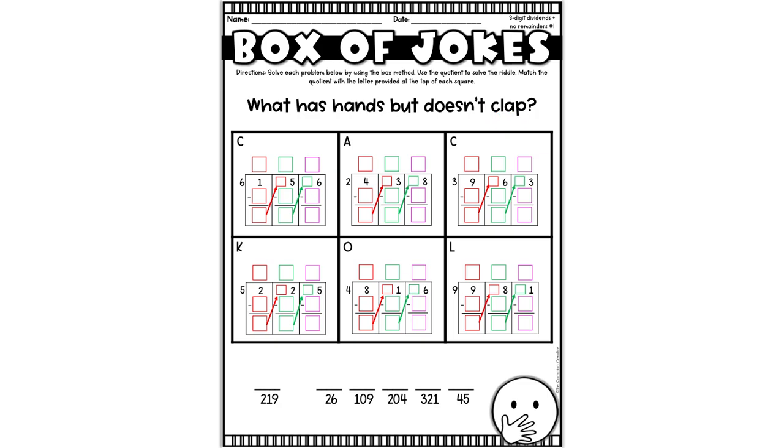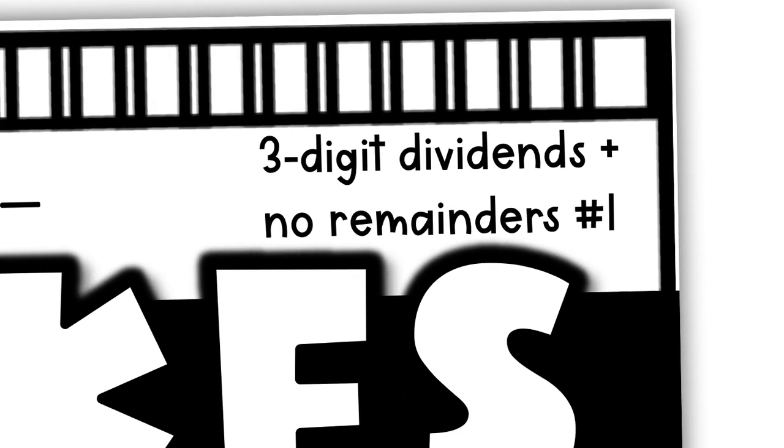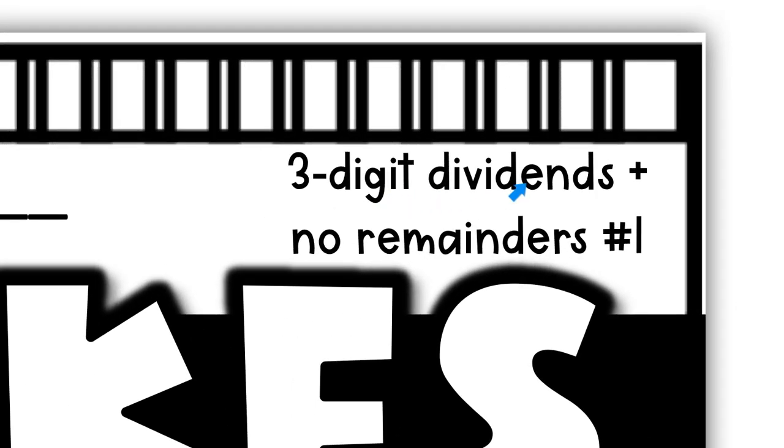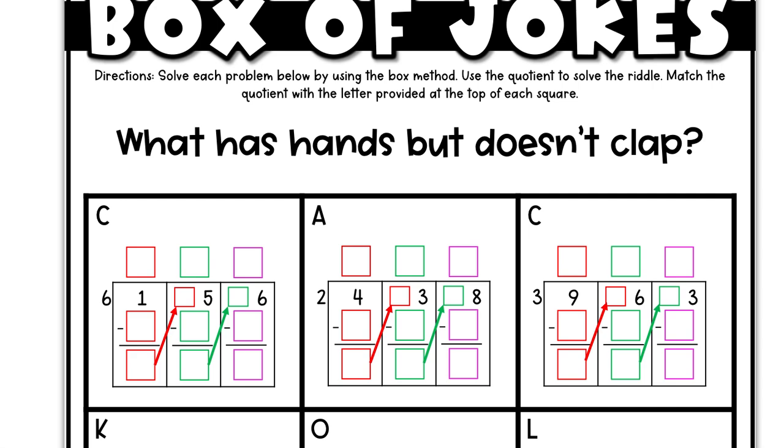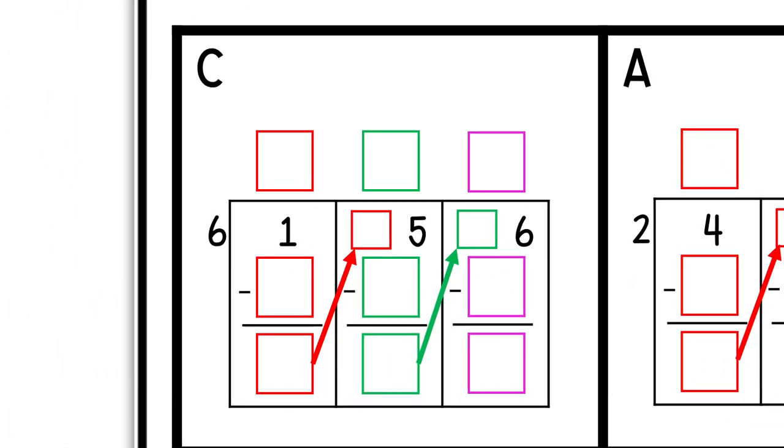You'll notice that some of them tell you what you're working on. Like this says 3-digit dividends and no remainders. What is a dividend? Well, that would be the part that's getting divided. So this number in the middle is what's being divided. So this problem, the one that says C, is 156 divided by 6. This is the dividend, the number that's getting split up into equal groups, and this here, 6, is the divisor.